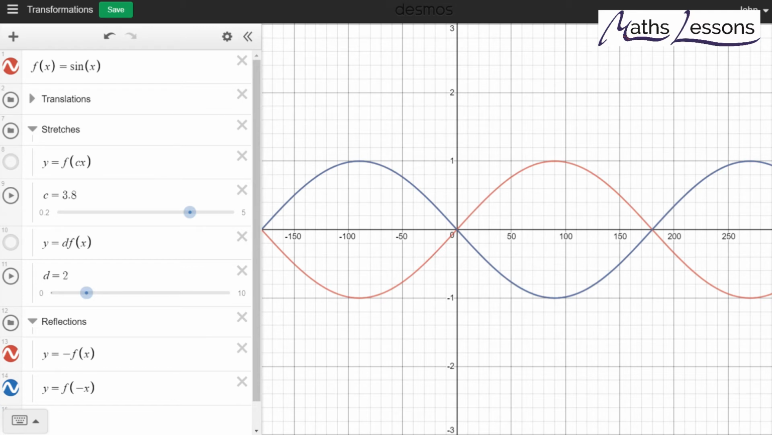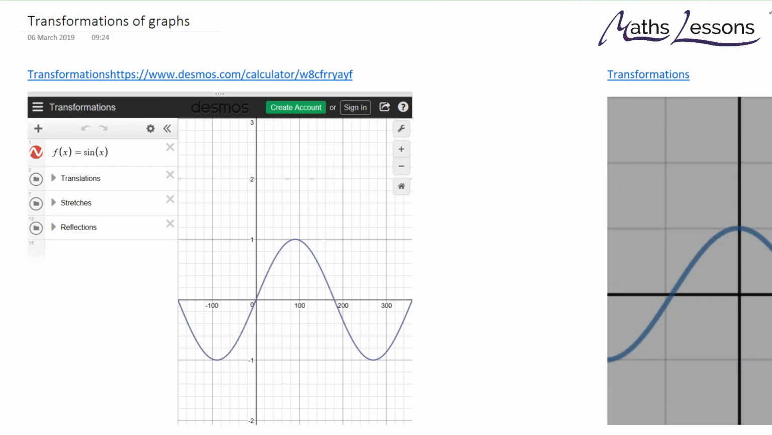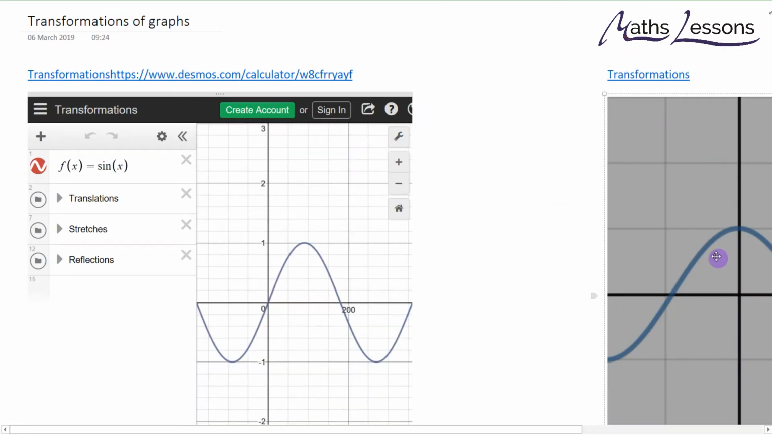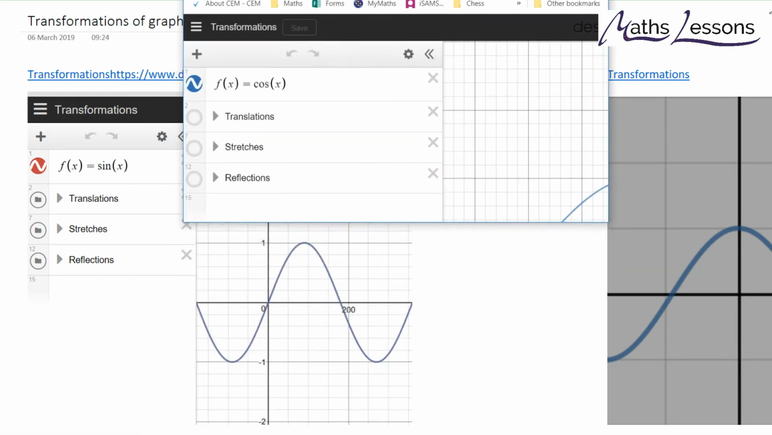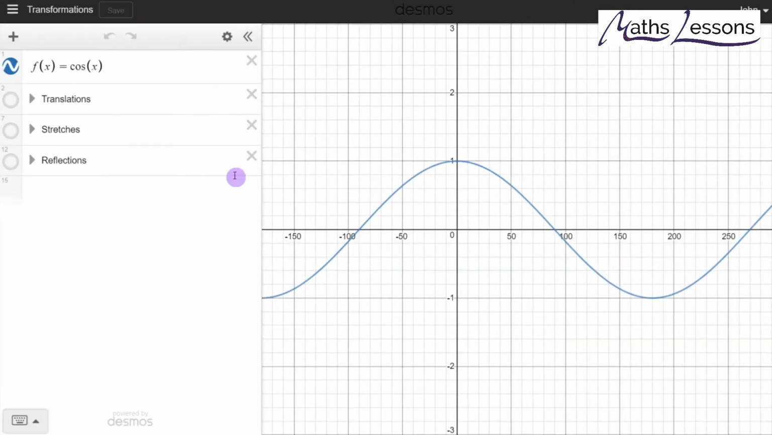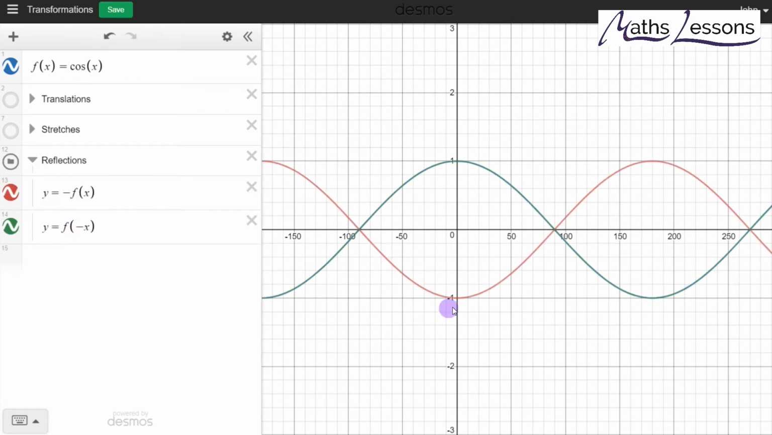I'll show you the cos curve, which I did here. Okay, it'll be easier to see. So here's the cos curve. If we do the reflections, you can see that one reflecting in the x-axis, and this one. So if I just do this one, it doesn't seem to move because it's reflected in the y-axis, and it's symmetrical about the y-axis for the cos curve.